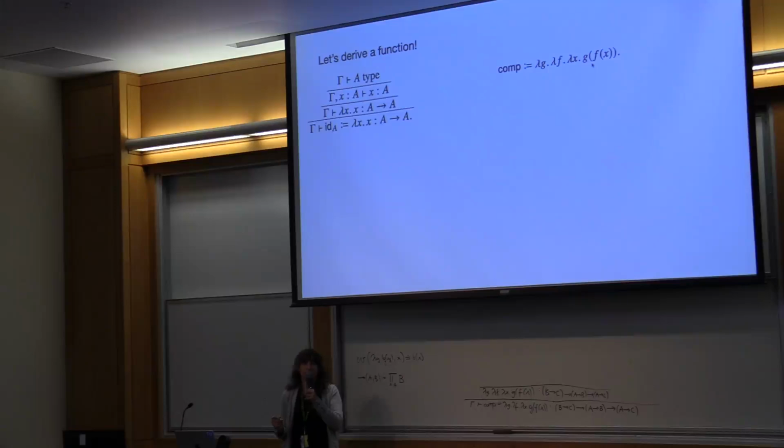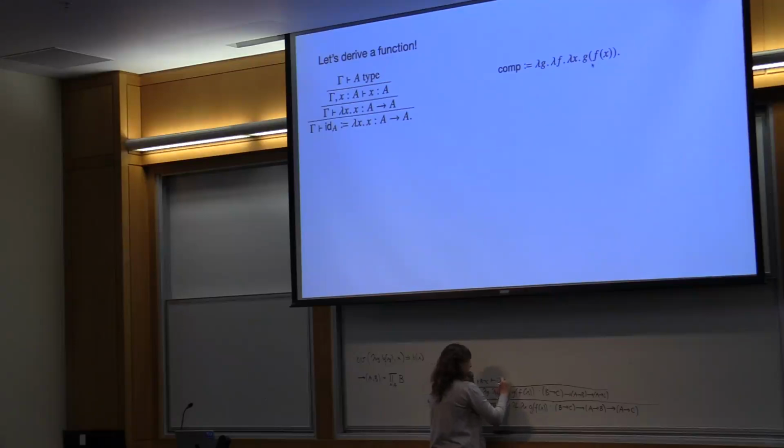Gamma, comma, g of type B to C, turnstile, yeah, that. The rest. Lambda f. Can I write dot dot dot? Yes, I can. What is the next step? Just continue. So g from B to C, f from A to B, turnstile lambda x, g of f of x.